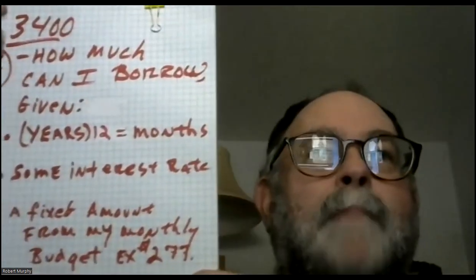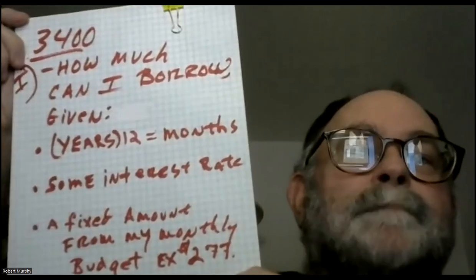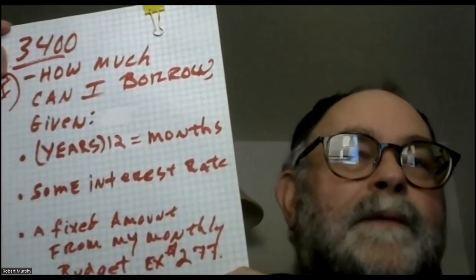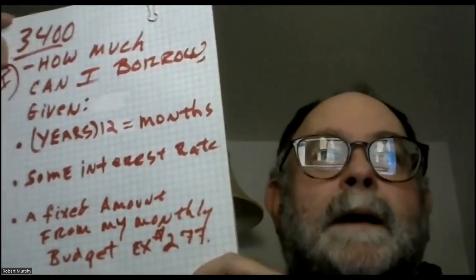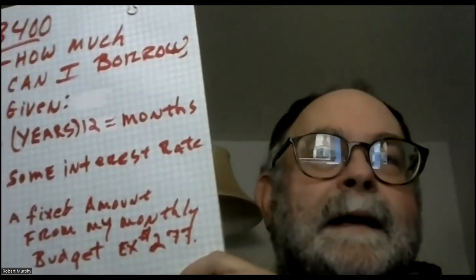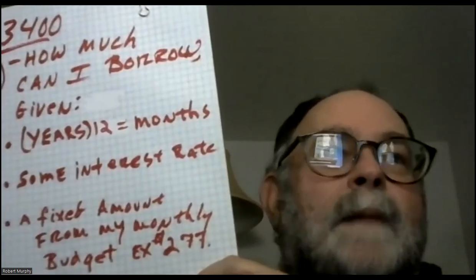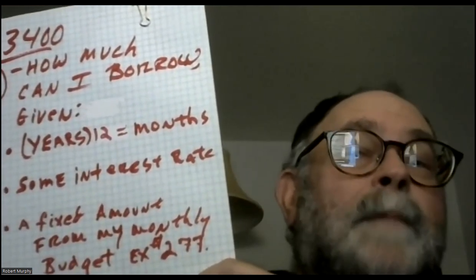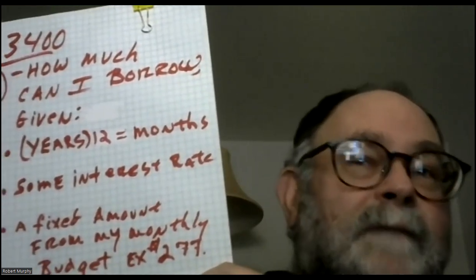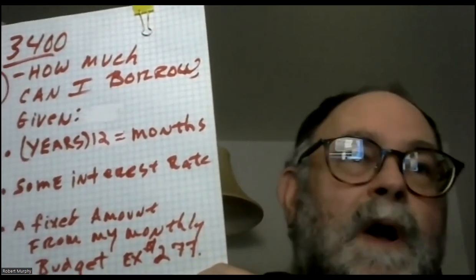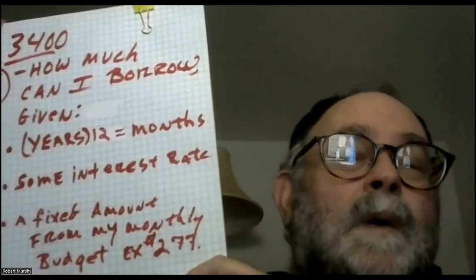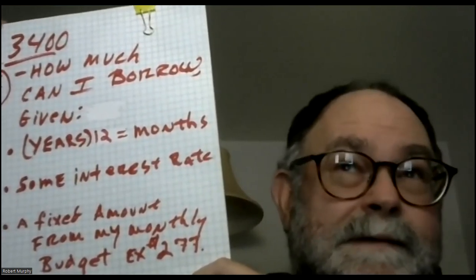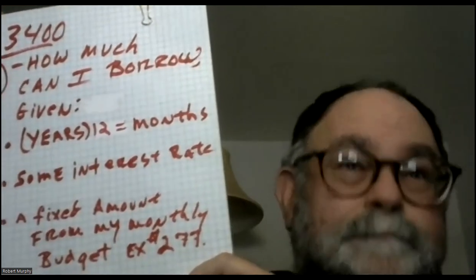How much can I borrow? So there's 5 formulas I'm going to go through. I've already gone through 3. This is the 4th one, and it helps me answer a question. How much can I borrow given, suppose I'm borrowing for 8 years or for 5 years? That's 8 times 12 or 5 times 12. 5 times 12 is 60 months. 8 times 12 is 96 months.